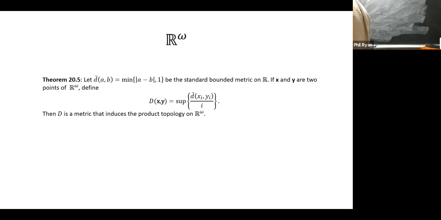Okay, the first thing we've got to do is say, well, is it a metric? And we see that everything is easy except the triangle inequality. As usual, the triangle inequality is the only thing you really need to check. Well, for all i, the distance between x_i and z_i divided by i is less than or equal to the distance between x_i and y_i plus y_i and z_i. Okay, that's just from the triangle inequality on the standard bounded metric.